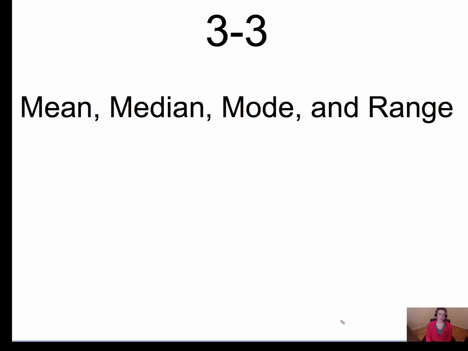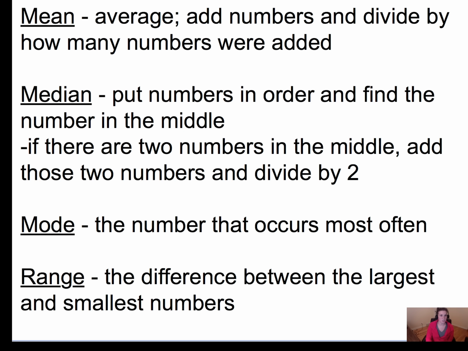Today we're working on Chapter 3, Section 3, which is mean, median, mode, and range. You're probably familiar with most of these, but let's review and look at the definitions again. For mean, another word that can be used interchangeably is average. So you can call it mean or you can call it average. It means the same thing. To get the mean, you want to add all the numbers and then divide by how many numbers were added.